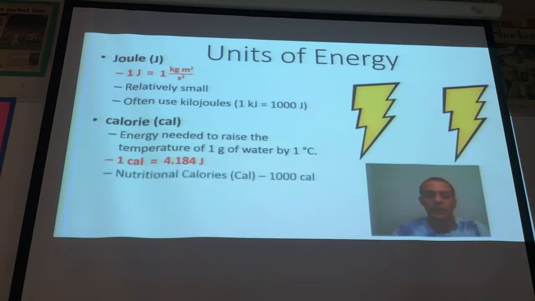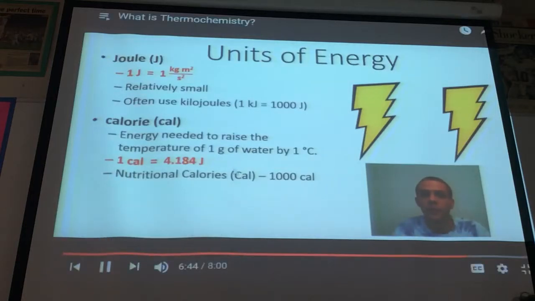Closely related to the calorie is the nutritional calorie, and the only thing that differentiates the symbols of regular old calories and nutritional calories is that in the nutritional calorie, the C is capitalized, so it's capital C-A-L. And there are 1,000 little c calories in a big C nutritional calorie. And so when you look at the nutrition facts on the back of your milk or your donuts or whatever, it talks about all the different calories, calories from fat, total calories per serving, all that stuff. Those calories are the nutritional calories, the big C calories.